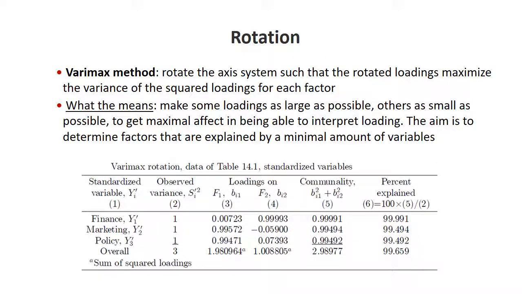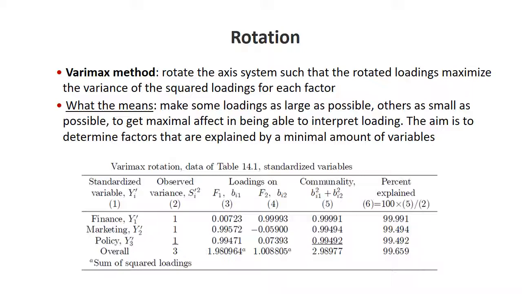So now we come to the particular rotation method. This is a very well-known and common method, actually very common in many applications of principal component analysis and factor analysis, called the varimax method. With the varimax method, we rotate the axis system such that the rotated loadings maximize the variance of the squared loadings of each factor. So we're looking at maximization of variance.